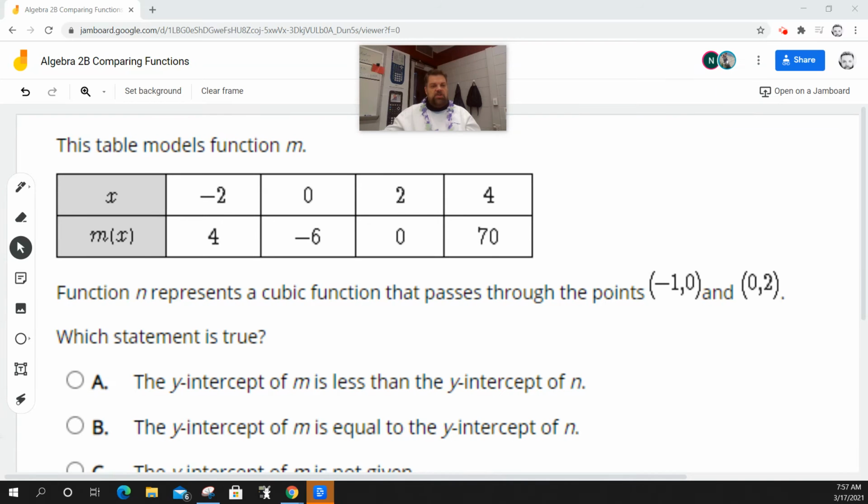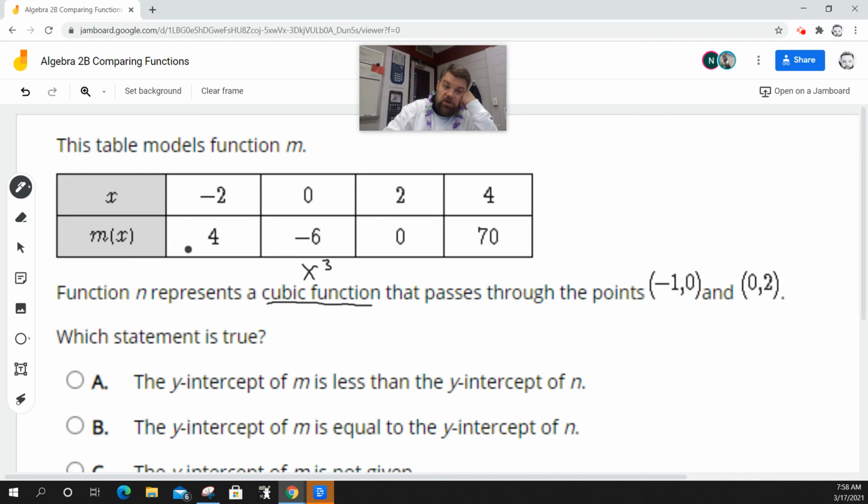All right, so for the first question in the section, what they want to know is, well, let's just read it. It says the table models the function m, where m is a function of x, and there's the table of values. Then there's another function, n, that represents a cubic function. Okay, so that's kind of an important detail. Cubic means that it is x cubed.